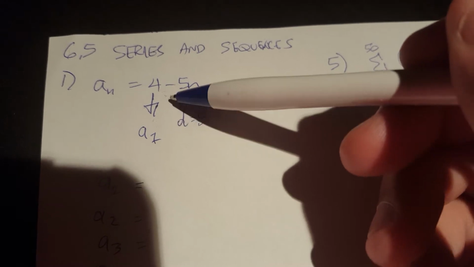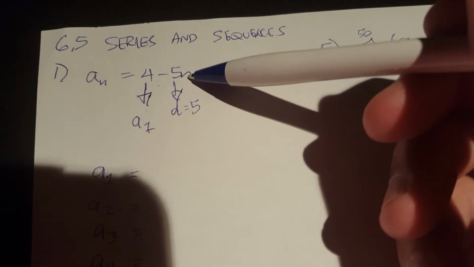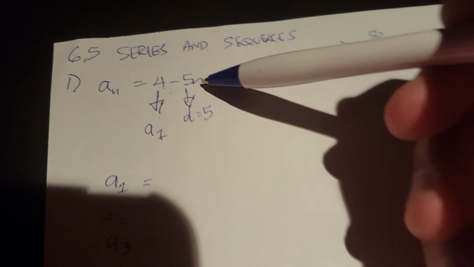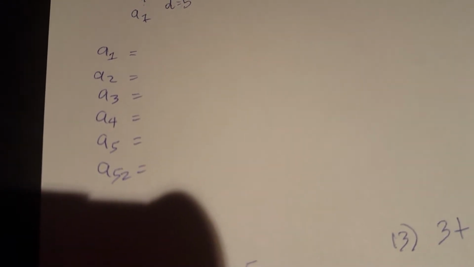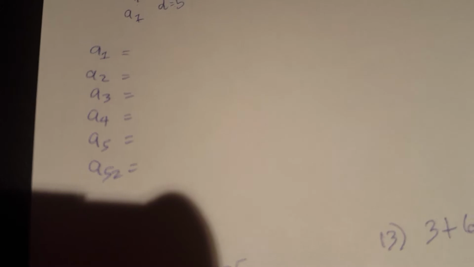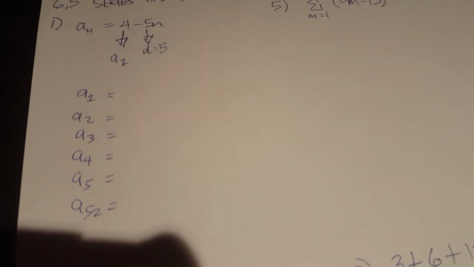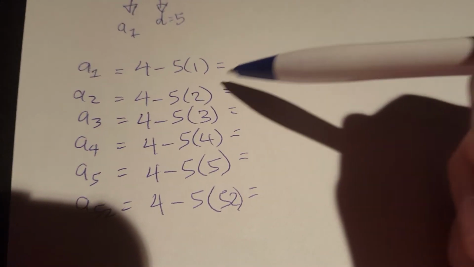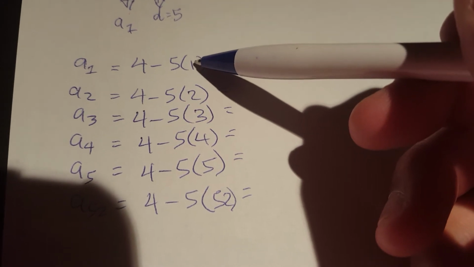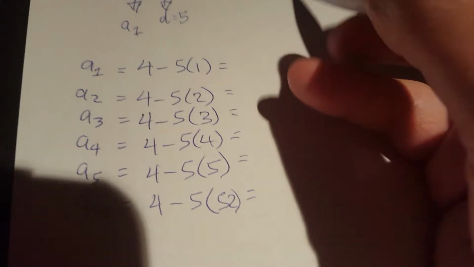If we're trying to find the first 5 terms, I'm just going to put in the different numbers from 1 to 5, and then we also want to find the 52nd term. So I'm just going to list these out right here: a sub 1 to 5, as well as a sub 52, just because we're being asked for it here. For this formula, all we're going to do is change the n. For a sub 1, we plug in 1 for n. 5 times 1 is 5, of course. 4 minus 5 is negative 1.